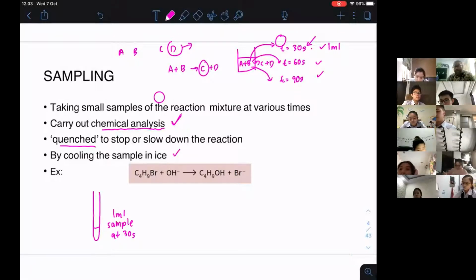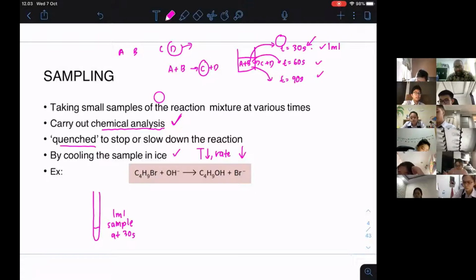Why cooling the sample in ice? Because we know when you decrease the temperature, the rate of reaction will go down. So this is one of the methods that we use to make sure that the reaction does not continue.